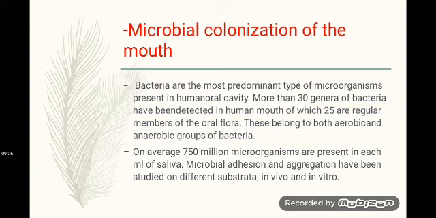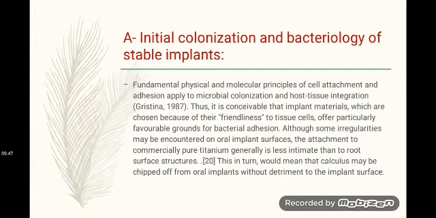Microbial colonization of the mouth: how the bacteria colonize in the mouth. Here we say that more than 30 genera of bacteria have been detected in humans, and 25 are regular members of oral flora. These belong to both the anaerobic and aerobic groups. On average, 750 million microorganisms are found in each milliliter of saliva.